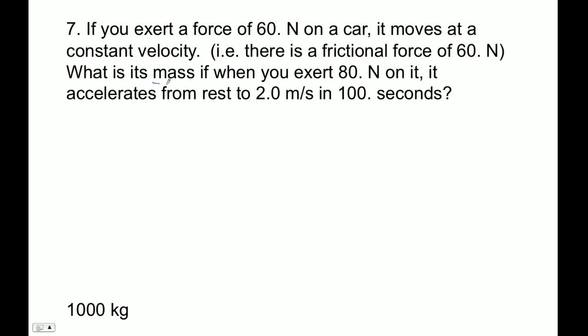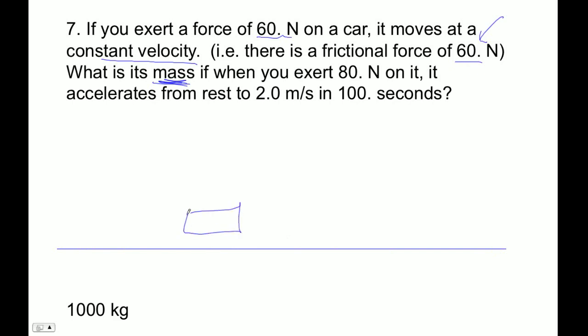All right, this is a find the mass problem, right? Okay, so let's see. This first part always gives people great consternation. You exert 60 newtons on the car and it moves at a constant velocity. It doesn't accelerate, right? That means that there's a friction force of 60 newtons, and here's why. If I can exert 60 newtons this way and it doesn't accelerate, there must be no net force acting on it.